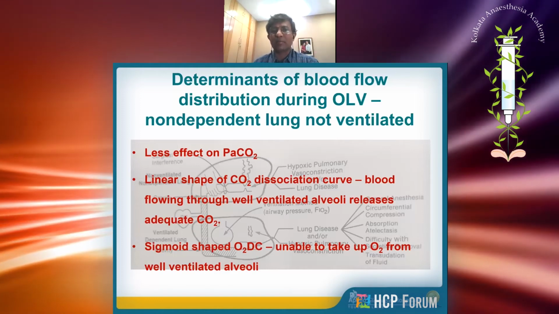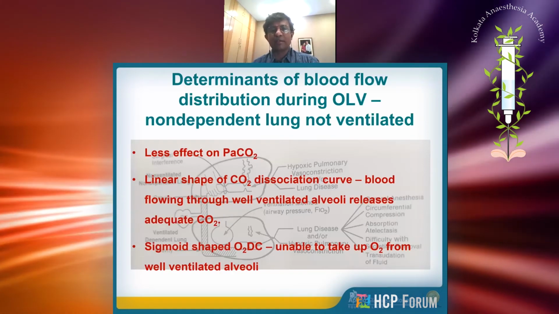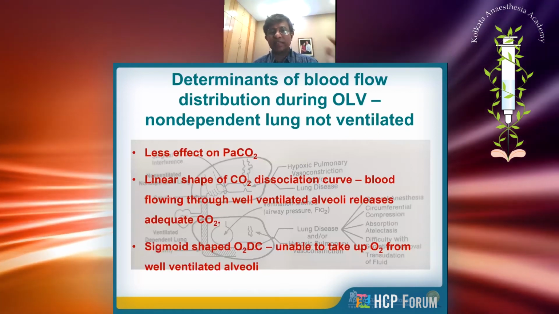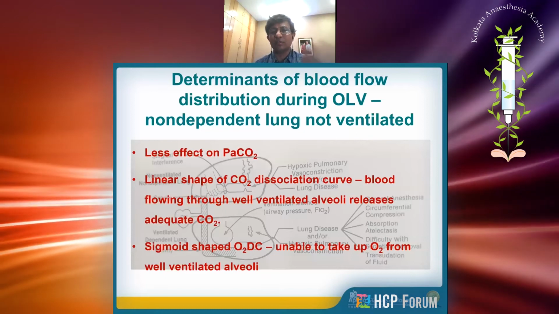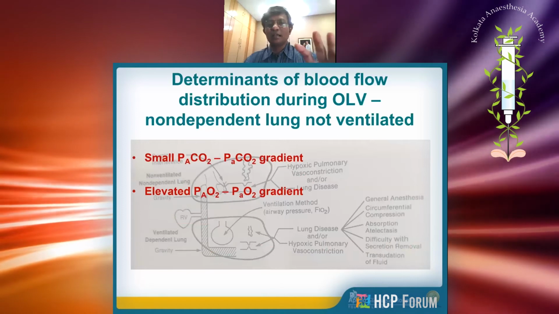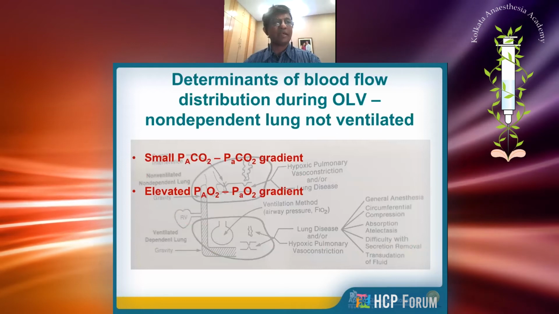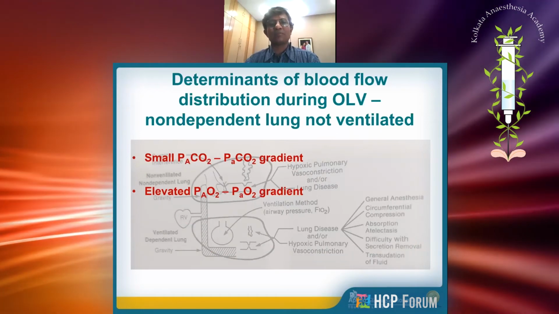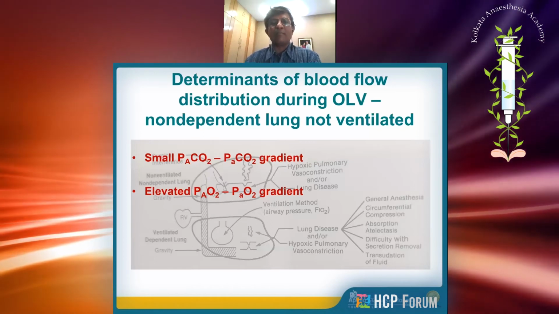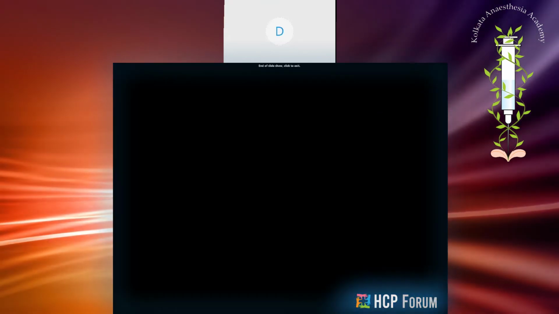The linear shape of the carbon dioxide dissociation curve ensures that the blood flowing through the well ventilated alveoli releases an adequate amount of carbon dioxide. And because of the sigmoid shape of the oxygen dissociation curve, it is not able to take up enough oxygen, and this ultimately leads to this. Because of this unevenness of ventilation and perfusion, you have a smaller carbon dioxide gradient from the alveoli to the artery, but a much elevated oxygen gradient from the alveoli to the artery.